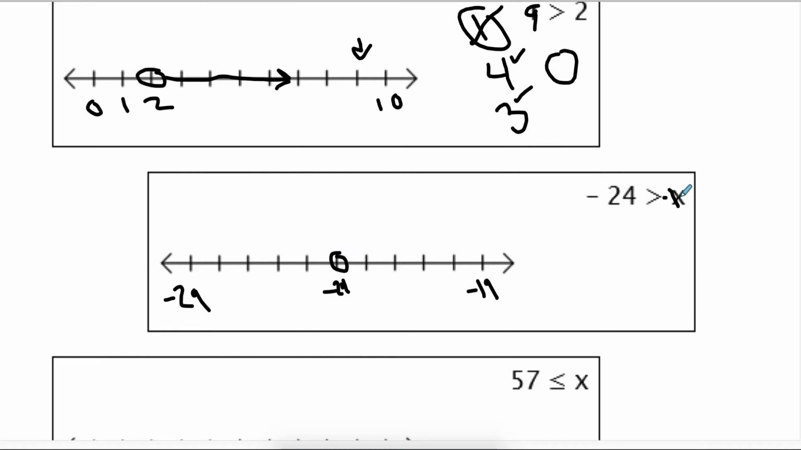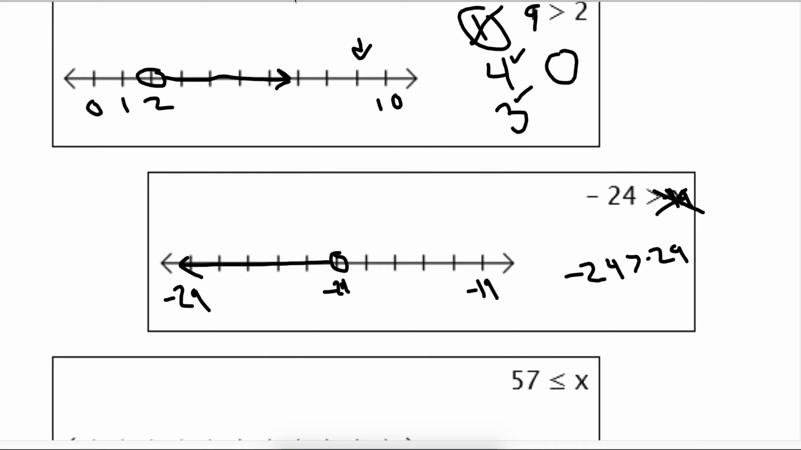Is negative 24 greater than negative 19? Which one's further from 0? Is negative 24 further from 0 or is negative 19 further from 0? This is further from 0, so that's actually less than negative 19. Negative 24 should be less than negative 19, right? So we can't go this way. This one does not work. So we're not going to put our arrow this way. We're going to actually go the other way towards negative 29. Negative 24 is greater than negative 29. Is that true? Yes, it is.